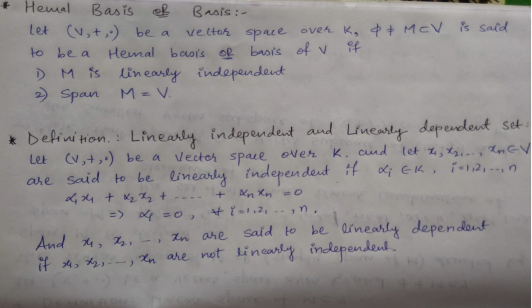You have learned all these definitions in your BSc, right? So this is just revision. (V, +, ·) is a vector space over field K, and φ ≠ M ⊆ V is said to be a Hamel basis, or simply a basis, of the given vector space V if two conditions are satisfied.